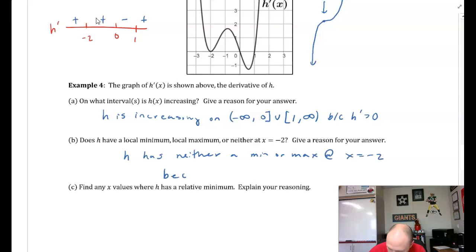Again, because h prime does not change signs.